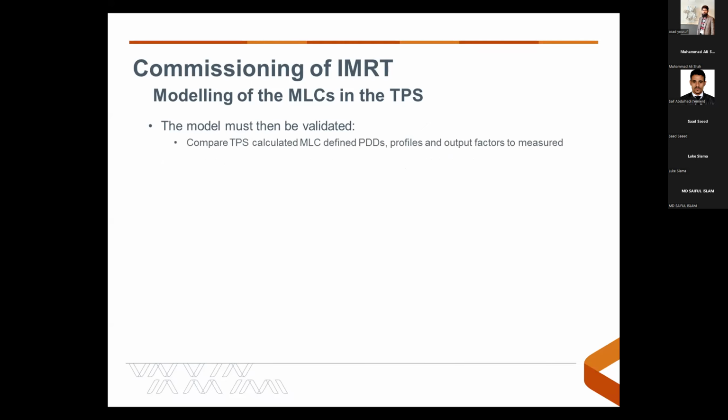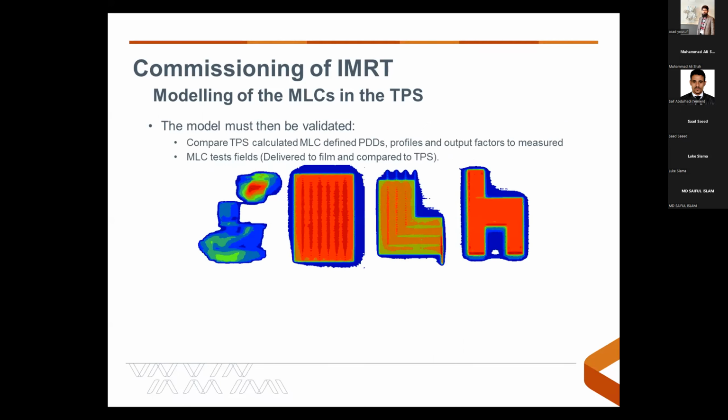So the simple basic test is to compare TPS calculated MLC defined PDDs, profiles and output factors to the measured data. For more complicated tests, in our department, we use MLC defined test fields. So these are just examples of the test fields we use. We have a mock head and neck, we call this 7 segments, so it has 7 MLC defined fields. This one has 4 L-shaped fields, and then we have this dynamic MLC chair shape pattern. And these are just what we do on all our linacs, just to check that our MLC delivery, our step and shoot, and our dynamic MLC delivery are working correctly, and that our TPS model is valid for our machine.